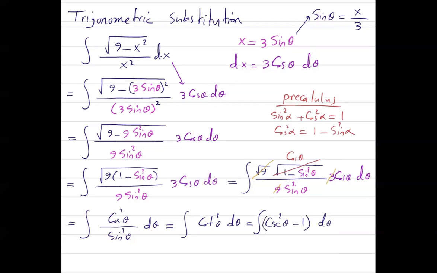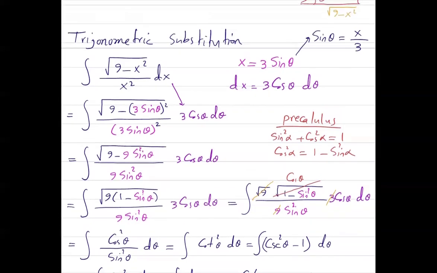In turn, this can be written as the integral of cosecant squared of theta d theta minus the integral of d theta. But the integral of cosecant squared of theta is nothing but negative cotangent of theta, and the integral of d theta is theta, and then you have the constant of integration. But please pay attention here. We are not done yet. My original integral is in x. The final answer cannot be in theta.